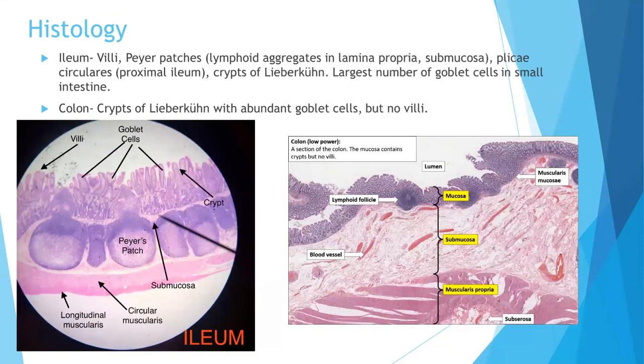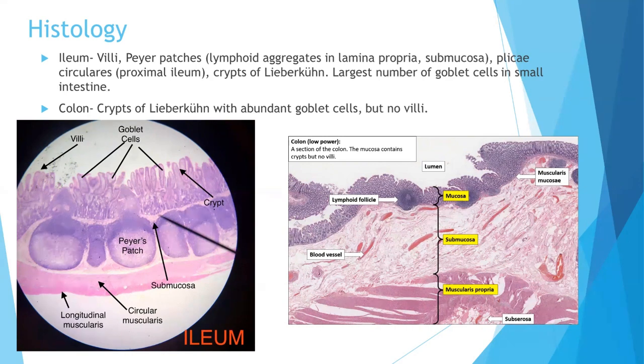Now let's talk about the ileum and the colon. So the ileum has Peyer's patches, which are typically lymphoid aggregates, and the plicae circulares, which are present in the proximal ileum. So from the transition towards the jejunum to the ileum, the proximal ileum also contains the plicae circulares.